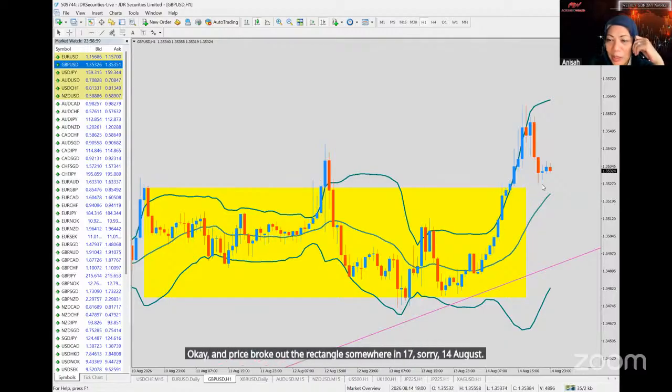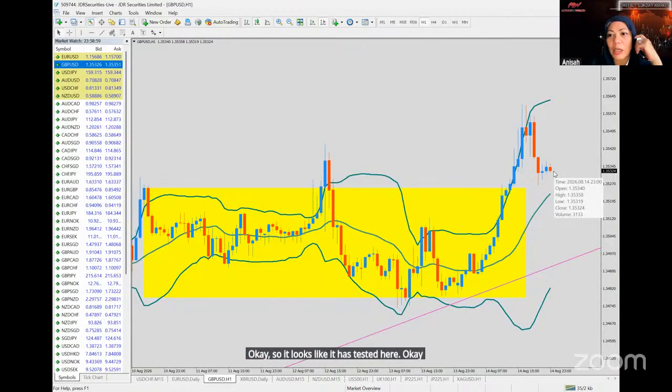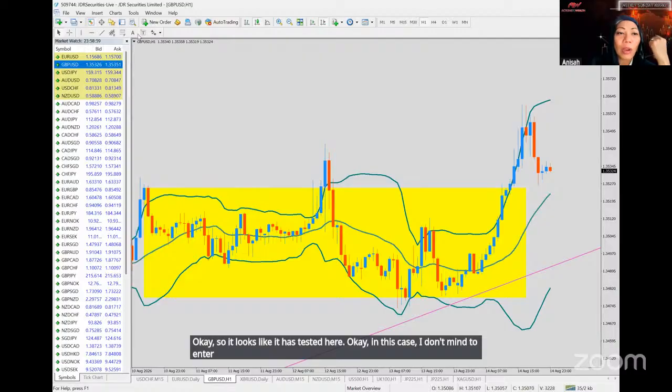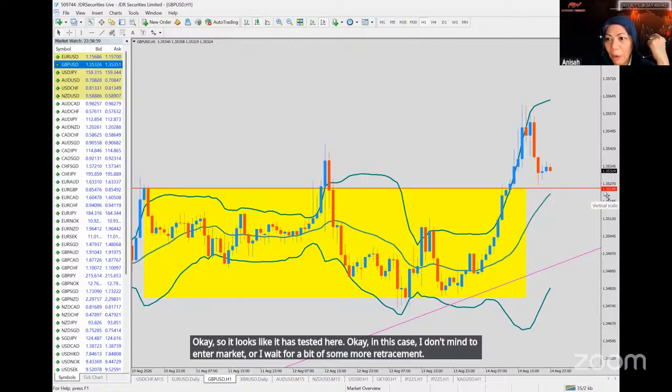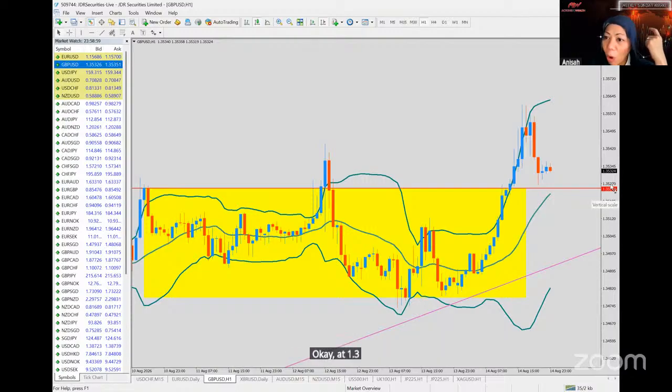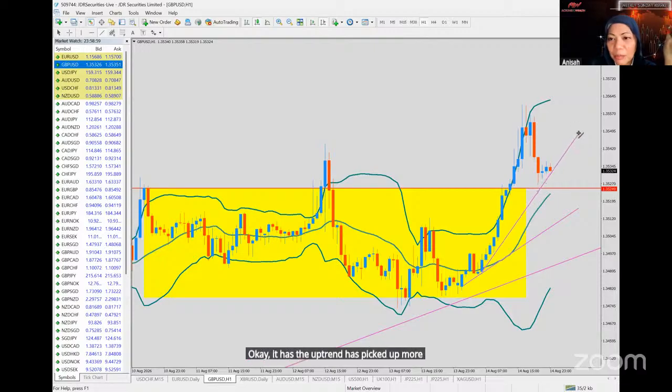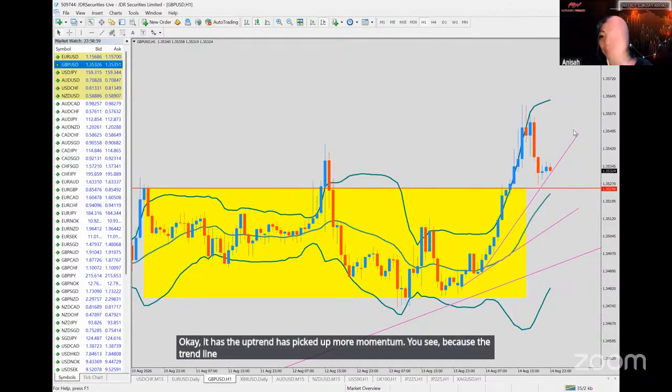It looks like it has tested here. In this case, I don't mind entering the market, or I wait for a bit more retracement at 1.35249, or enter market at 1.35324. And we are going long. The uptrend has picked up more momentum, you see, because the trend line becomes steeper and steeper.